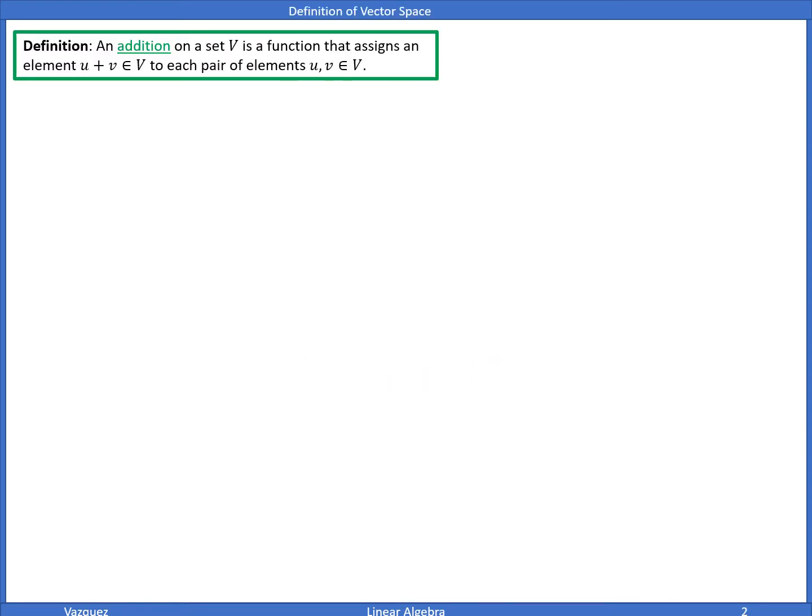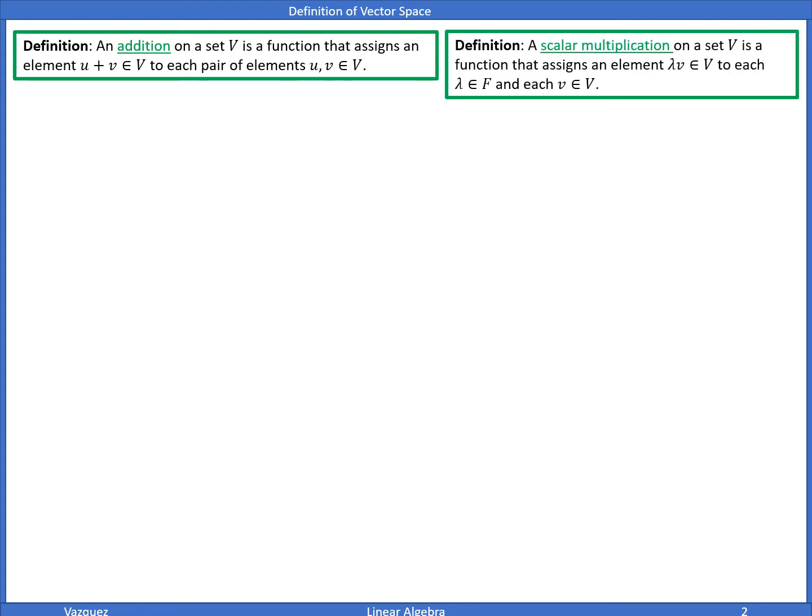on a set V. So the definition says, an addition on a set V is a function that assigns an element u plus v in V to each pair of elements u, v in V. Right? And this kind of comes hand in hand with the definition of scalar multiplication. So scalar multiplication on a set V is a function that assigns an element lambda times v in V to each lambda in F and each v in big V.